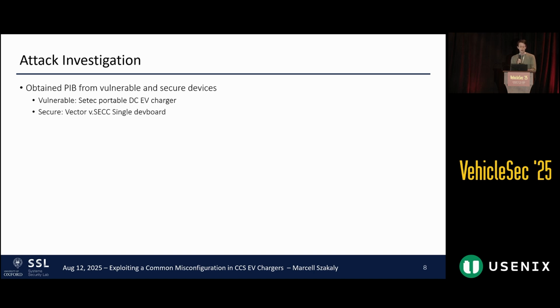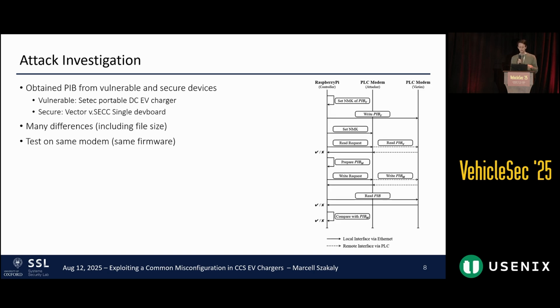To conduct our investigation, we first obtained a PIB from both a vulnerable and a secure device, one of our portable EV chargers, as well as a development board. And we found many differences, including the file size. We then put them onto the same modem. We devised a simple test procedure where we get two power line modems, connect them to each other via the power lines, but also connect them to a host system via Ethernet. And then we can put something onto the victim and then try attacking it via the attacker side through the power lines to see if it actually works.